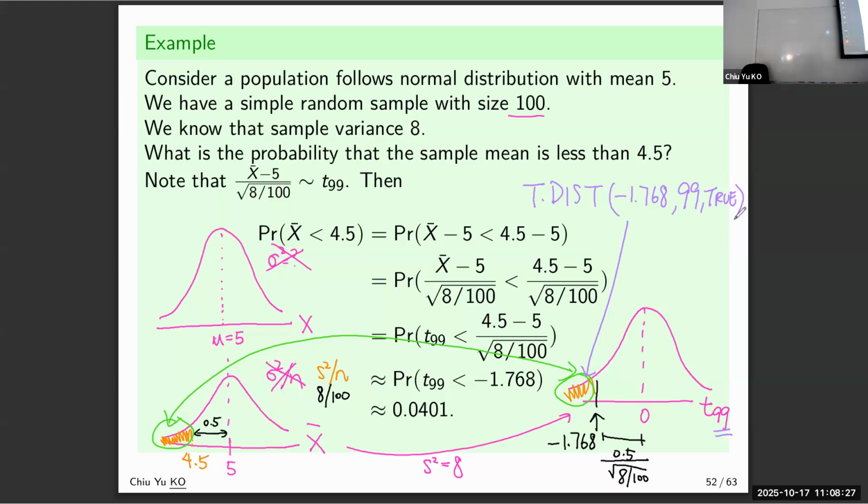Is that clear? This is, of course, the math behind all the below, but that is what I said. Basically you subtract 5 on both sides and divide by the standard deviation. Then you convert this to T99, and T99 is just below. Basically the graph is telling the math down there. But of course, when you do the assignment, you will be reproducing the same thing.